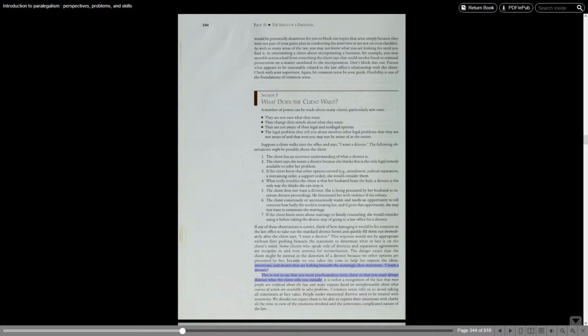This is not to say that you must psychoanalyze every client or that you must always distrust what the client tells you initially. It is rather a recognition of the fact that most people are confused about the law and make requests based on misinformation about what courses of action are available to solve problems.